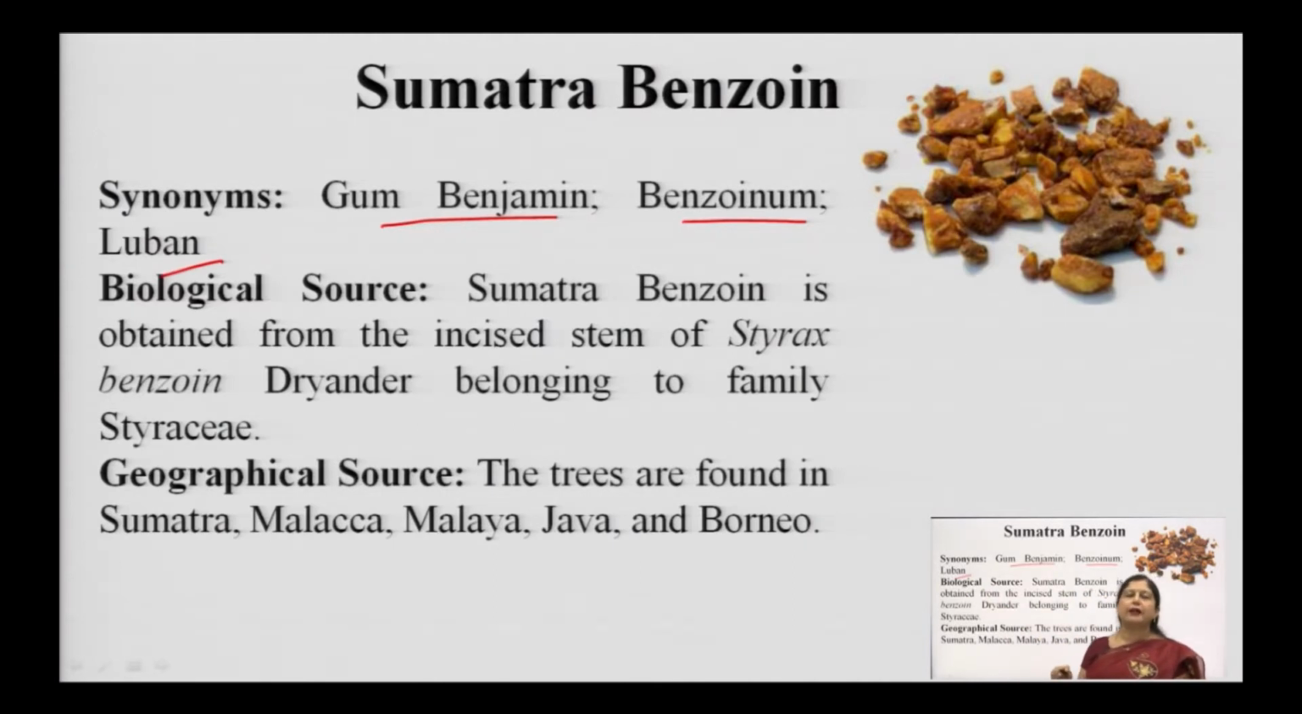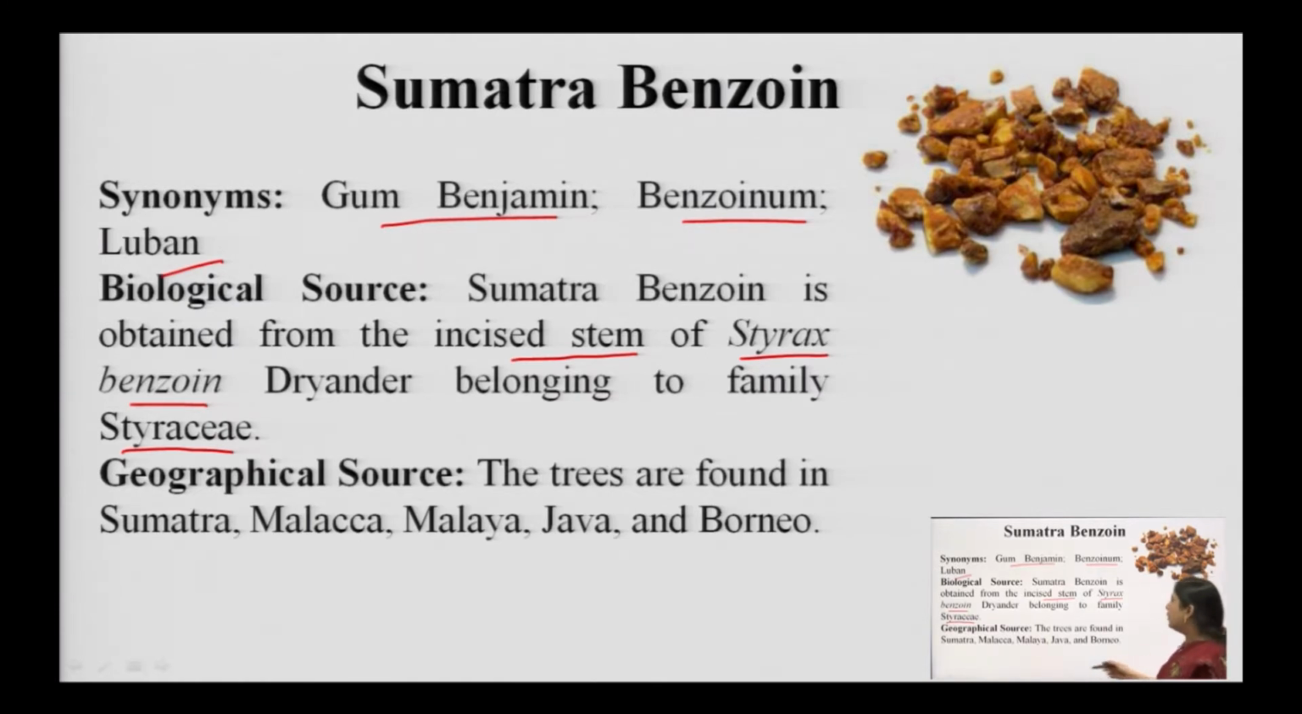The synonyms for benzoin are gum benjamin, benzoinum as well as luban, and the biological source is that Sumatra benzoin is obtained from the incised stem of Styrax benzoin belonging to the family Styracaceae. So, what is the name of the plant? It is Styrax benzoin belonging to the family Styracaceae. And which part is used?